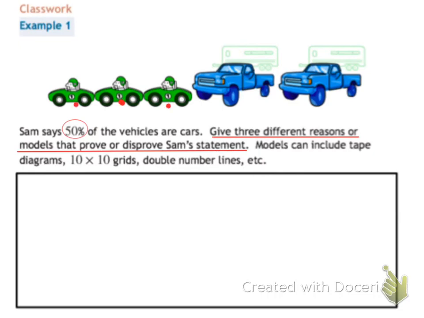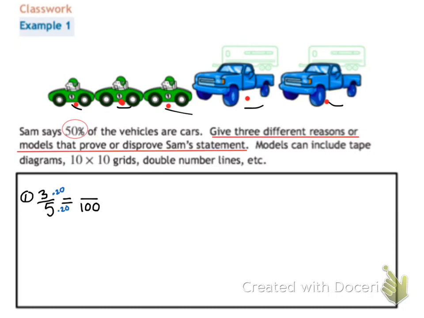So I see 1, 2, 3 cars out of 5, right? 4, 5. So 3 out of 5 of the vehicles are cars. 3 out of 5 are cars. Now, I know 5 is my whole number, so 5 would be equal to 100, right? Because we're looking at percent.